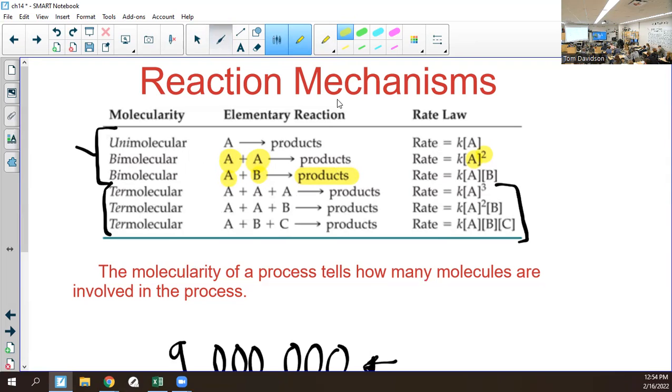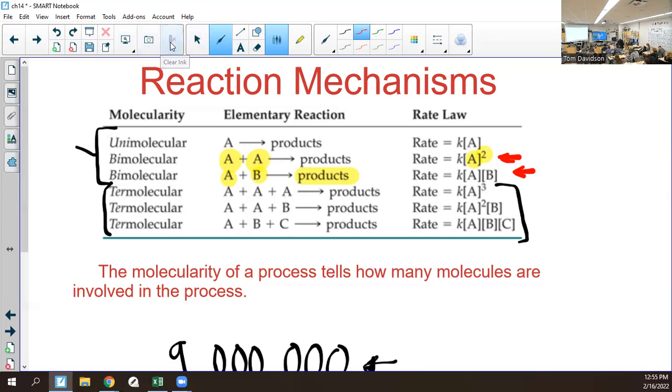Both of these reactions right here would be second order reactions overall. We have one thing that's second order here, and so that's just two. If we added two plus, there's nothing else. Two things each to the first adds to two. So they're both second order overall.